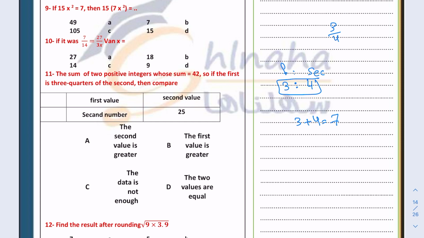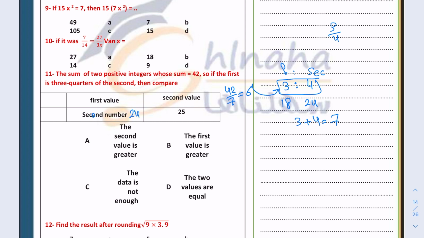So I will divide 42 by 7, which is 6. I have to find each one of them. 6 times 3 will be 18. 6 times 4 will be 24. Clear? Okay, now it's easy. He asked me to choose what? He said the second number. Okay, the second number will be 24.